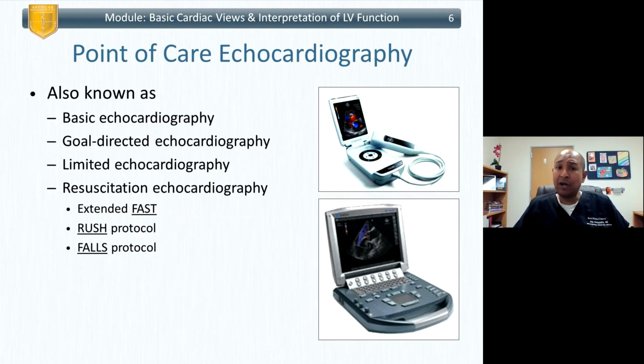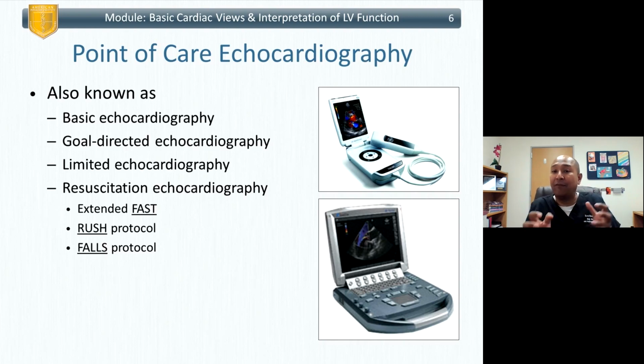So when we talk about ultrasound of the heart, we call it point of care echocardiography, and it's also known as basic echocardiography. It can be goal directed, it is limited, or it's called resuscitation echocardiography. And when we talk about it for resuscitation, there are different protocols in what we do to figure out why the patient is in shock. So if I am going to use that ultrasound, you've got to have a purpose.